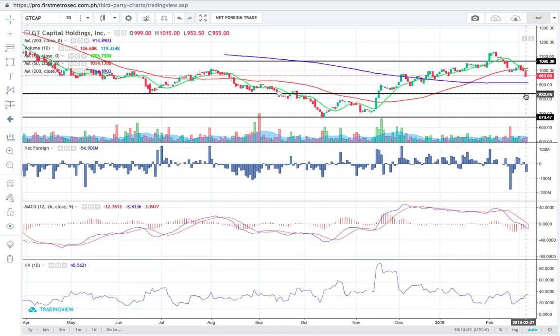Now, if you see a rebound in price at around 890 pesos, and that rebound comes with a strong bullish volume, then as early as that, you may consider doing a test buy within that level. Okay.